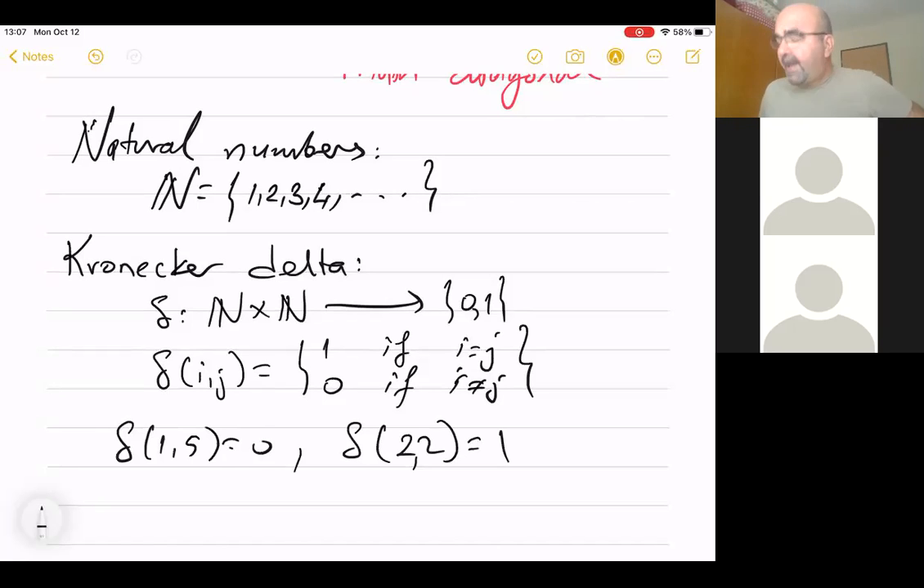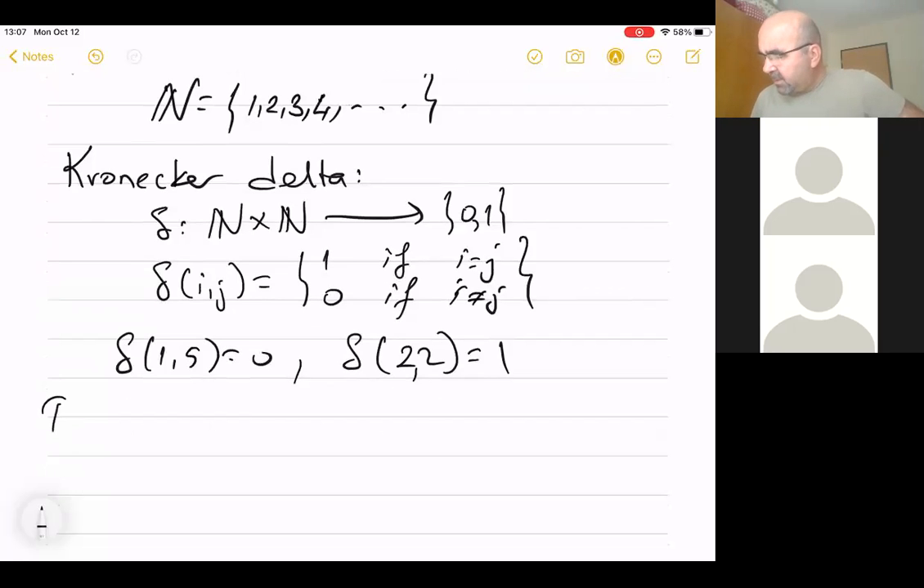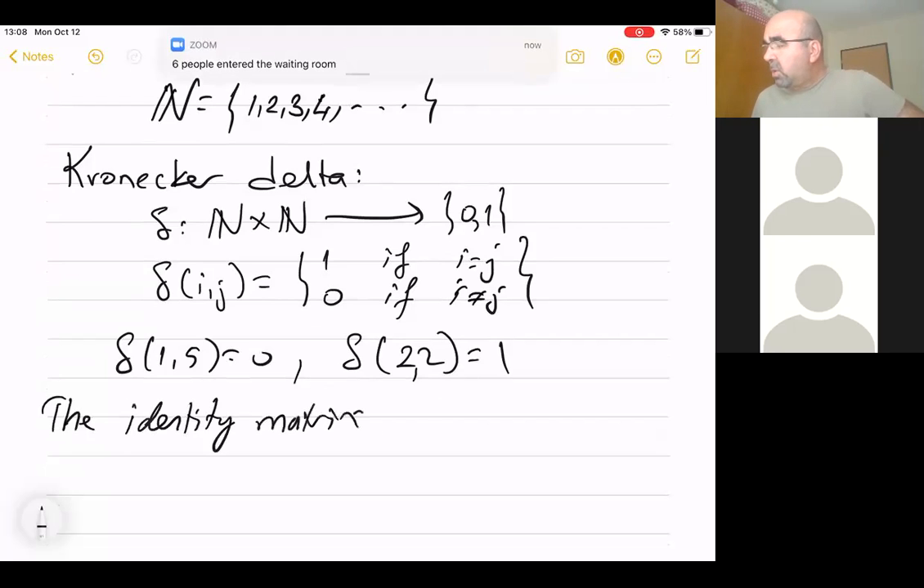Okay, and the identity matrices. Oh, more people are coming, but unfortunately we cannot accept them.